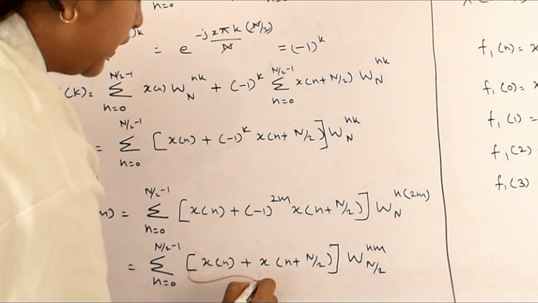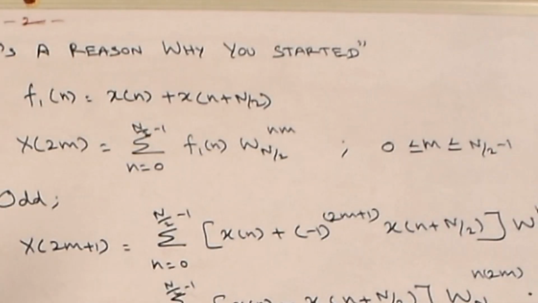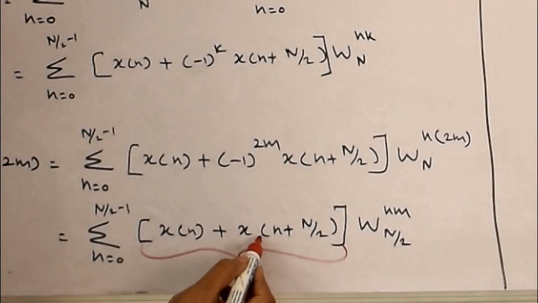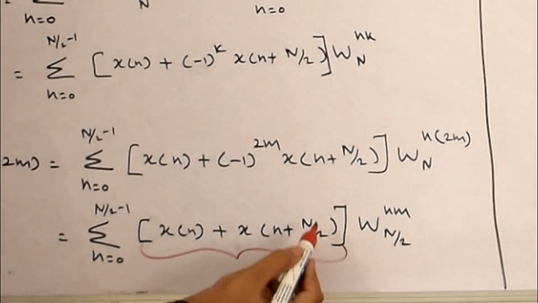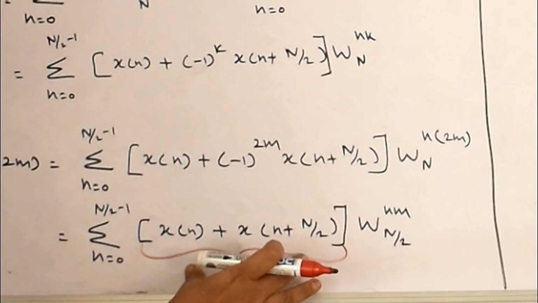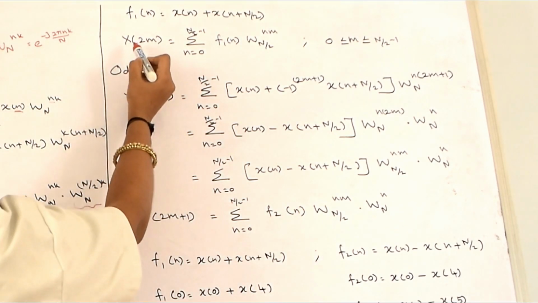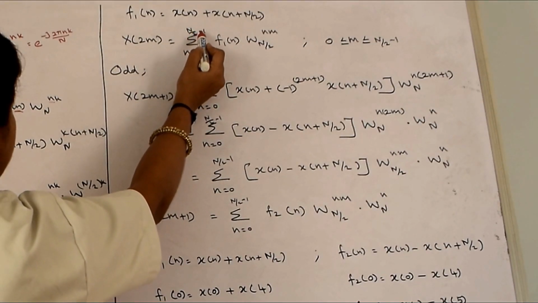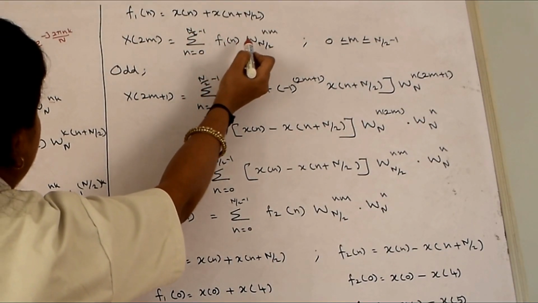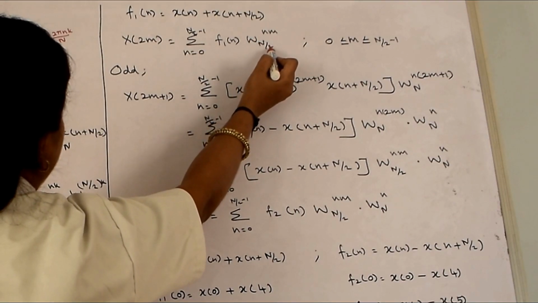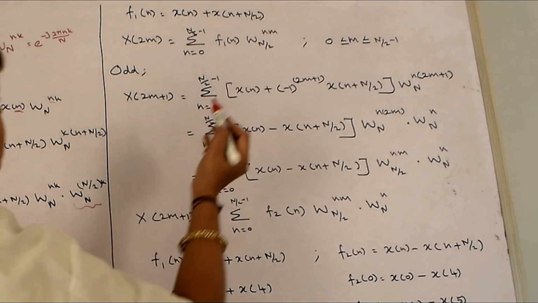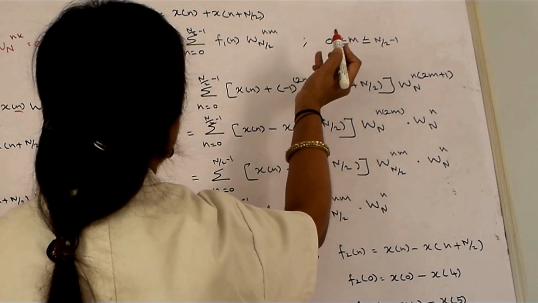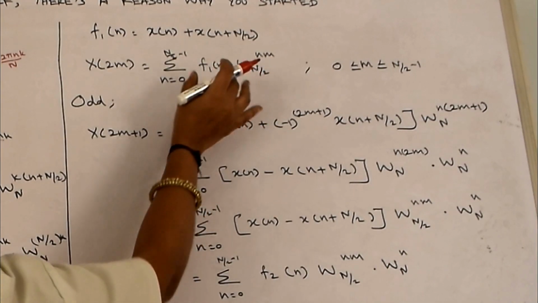Here this term can be considered as f1 of n. So f1 of n is equal to x of n plus x of n plus N by 2. I am substituting f1 of n instead of this term and rewriting the expression as x of 2m is equal to summation n equal to 0 to N by 2 minus 1 f1 of n, the twiddle factor term W_N by 2 power nm. Here the m value varies from 0 to N by 2 minus 1. Okay, this is the expression for the even function.